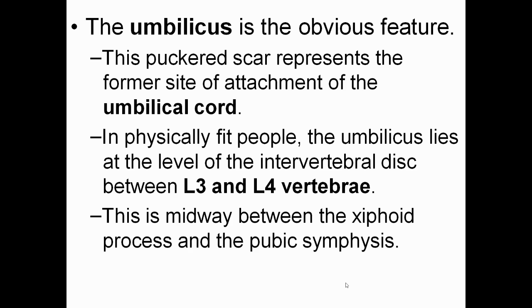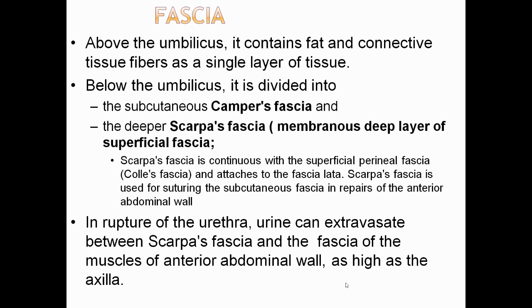Umbilicus is the obvious feature. This puckered scar represents the former site of attachment of the umbilical cord. In physically fit people, the umbilicus lies at the level of the intervertebral disc between the L3 and L4 vertebrae. This is midway between the xiphoid process and the pubic symphysis. So we can say this is midway between the xiphoid process and the pubic symphysis.